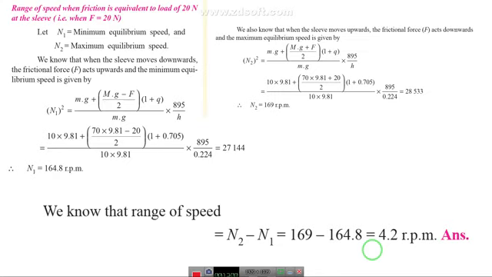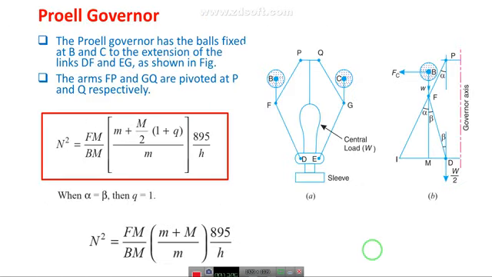So here the frictional force is given in the problem, so consider the force whether it is acting upward or downward, and we can calculate the range of speed.